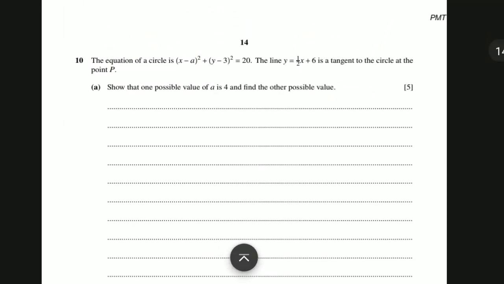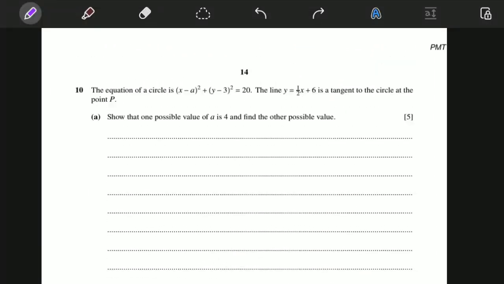Okay, question 10 now. The equation of a circle is x minus a whole square plus y minus 3 whole square equals 20. The line y equals half x plus 6 is a tangent to the circle at point P. So first make a circle, make a line, which is a tangent at point P. Show that one possible value of a is 4 and find the other possible value.